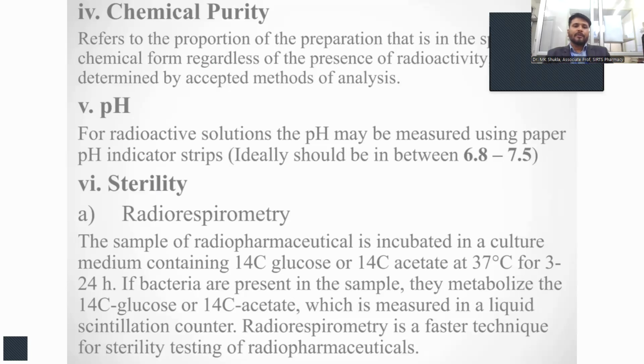Sterility of the radiopharmaceuticals is checked by radiorespirometry. The samples of radiopharmaceutical are incubated in a culture medium containing 14C glucose or 14C acetate at 37 degrees Celsius for 3 to 24 hours. If bacteria are present in the sample, they metabolize the 14C glucose or 14C acetate, which is measured in a liquid scintillation counter.